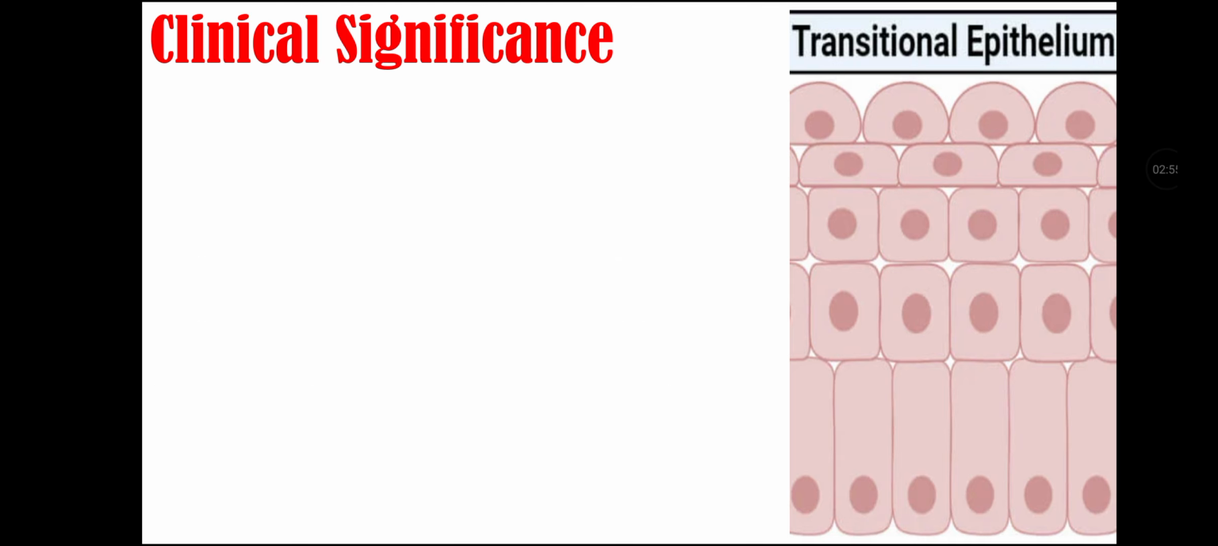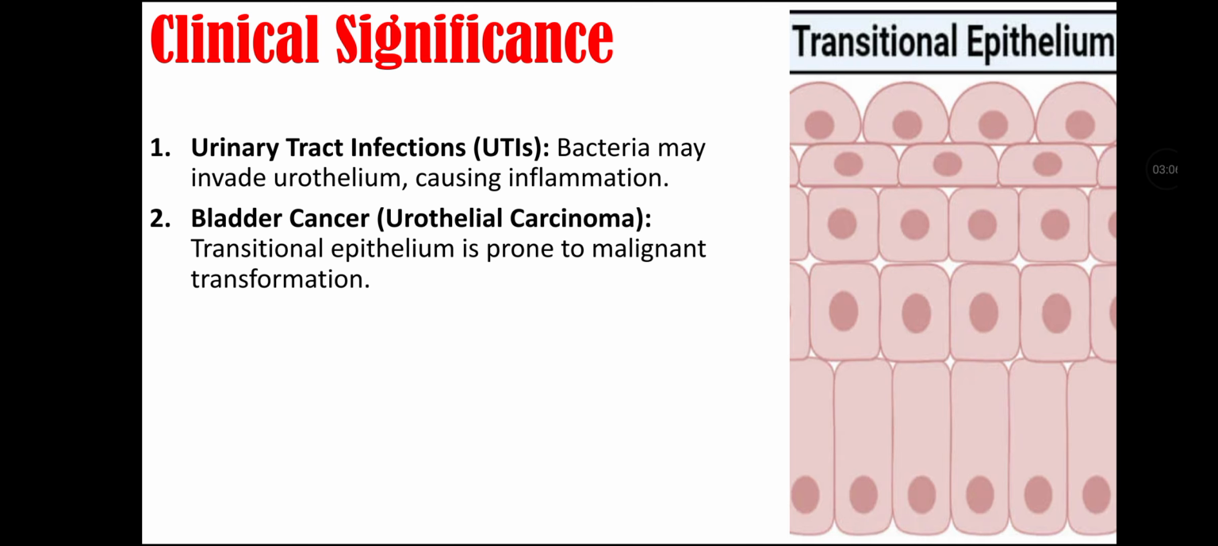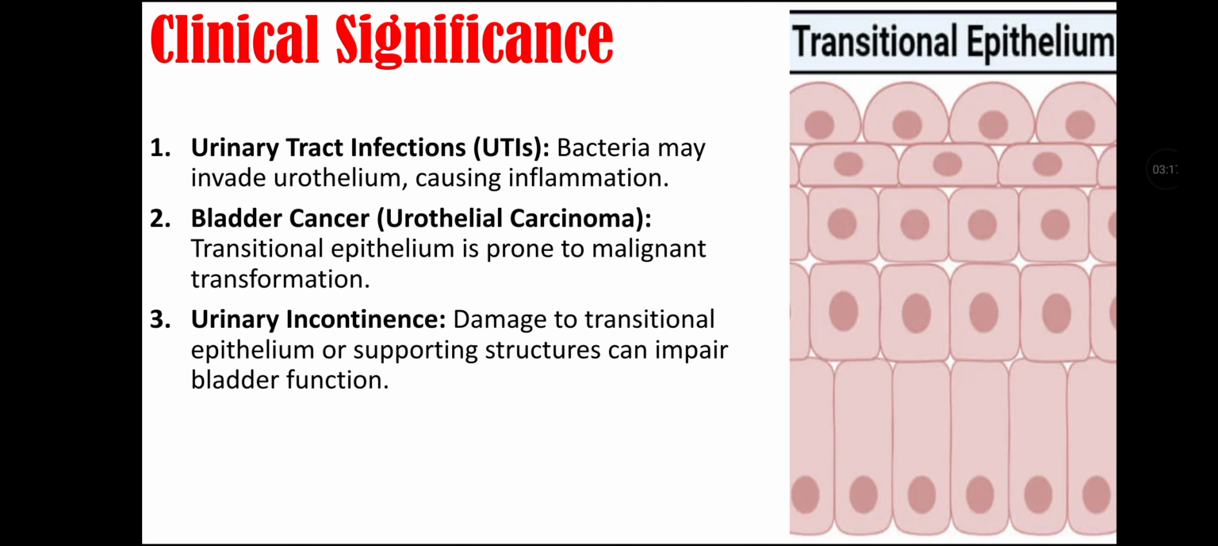Now let's talk about the clinical significance of transitional epithelium. First is UTI, or urinary tract infection, when bacteria may invade the urothelium, thus causing inflammation. Second significance is bladder cancer, also called urothelial carcinoma, when transitional epithelium is prone to malignant transformation, and it can lead to bladder cancer.